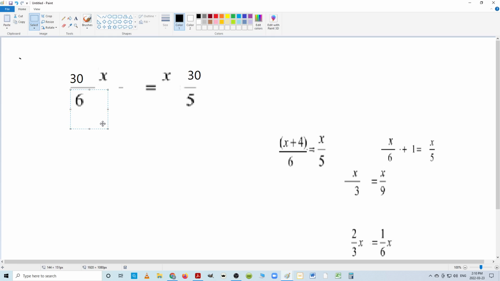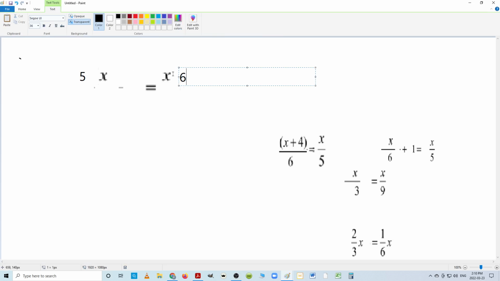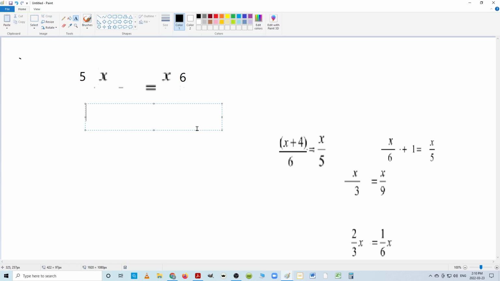It's clear that it's 6 on this side, and it's clear that it's 5 on this side, 30 divided by 6. So let's go back and see, and just do it this way. What's 30 divided by 6? Remember, a fraction is just a division. 5. And what's 30 divided by 5 over here? It's 6. And suddenly we realize that, okay, we have 5x is equal to 6x.